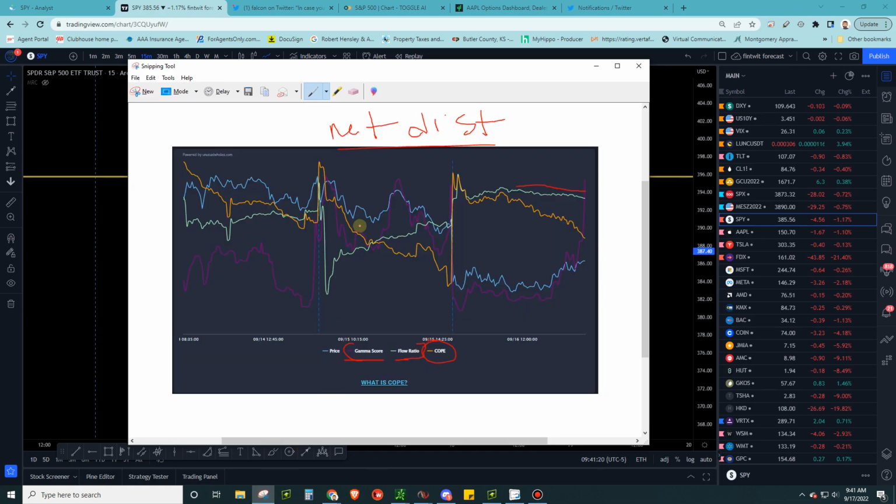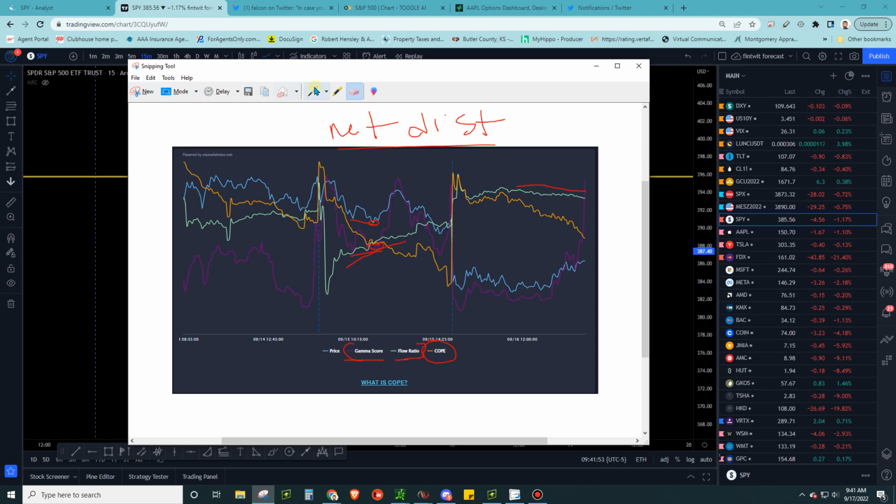And why did that happen? Well, you can see here it made a lower low on price. Price is the blue line, but the gamma score and the flow ratio are up, and the gamma score actually made a higher low. So you had a bullish divergence happen on the gamma score. So say you're watching this and you go, wow, flow ratio is up, and you've got bullish divergence on the gamma score. Man, there you could really see a nice move happening.